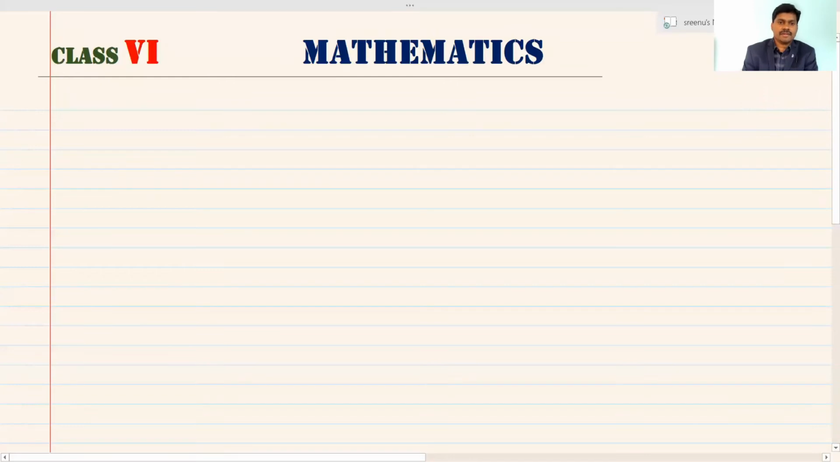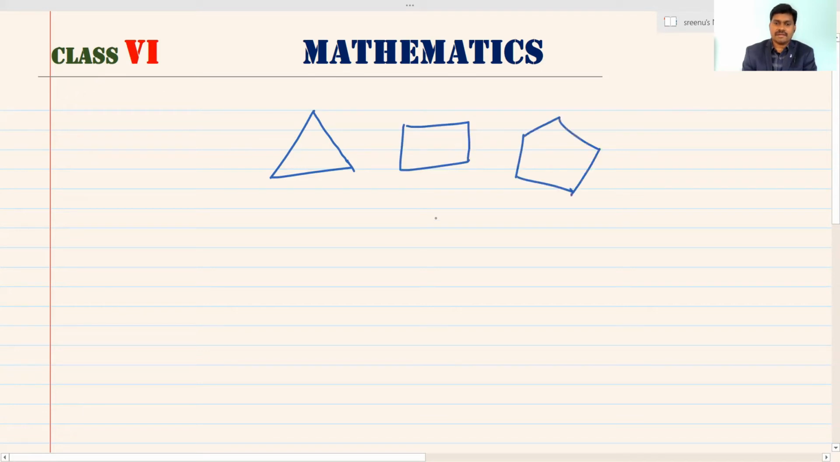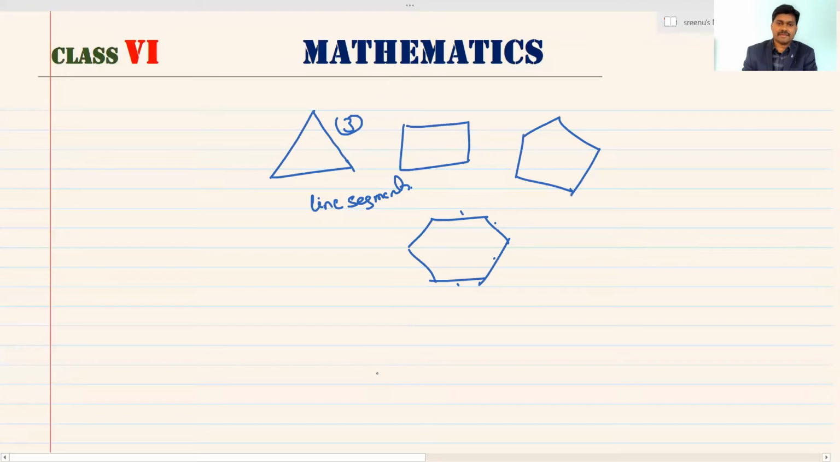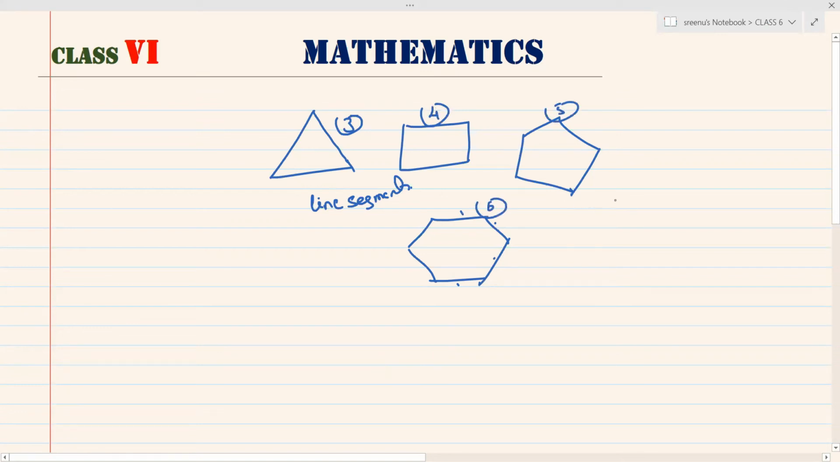So here, I'm drawing some figures. Here I have drawn 3 lines, and here I have drawn 4 lines, and here I have drawn 5 lines, and here 6 lines. So here 3 line segments, and here 4, and then 5, like that I'm drawing. So these all are line segments, and these all are closed figures.